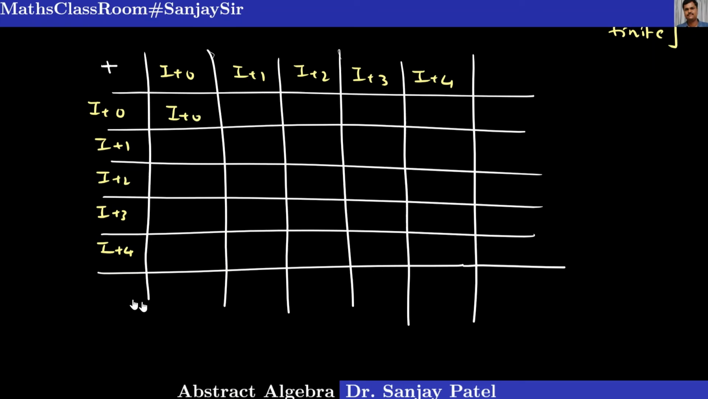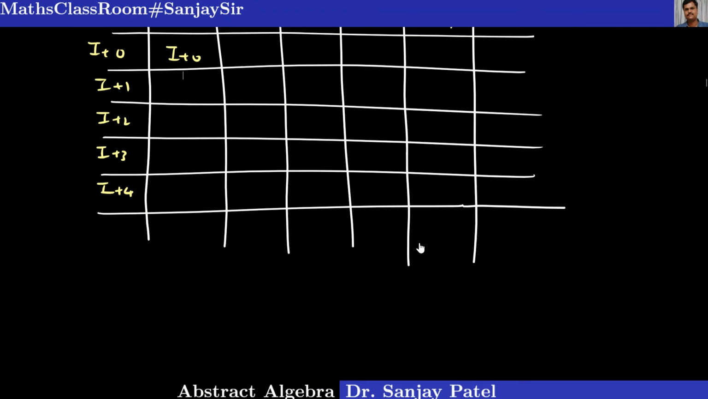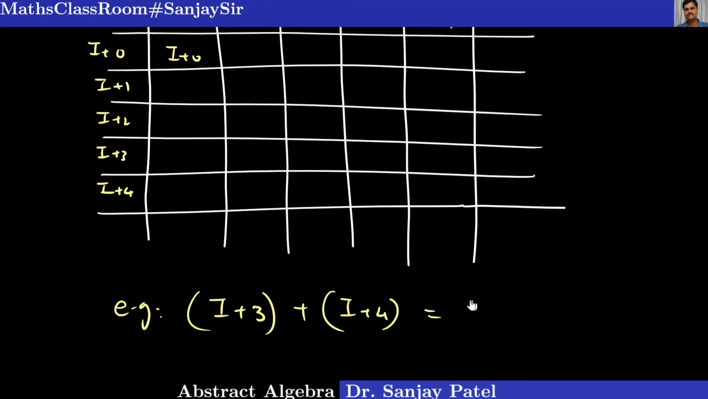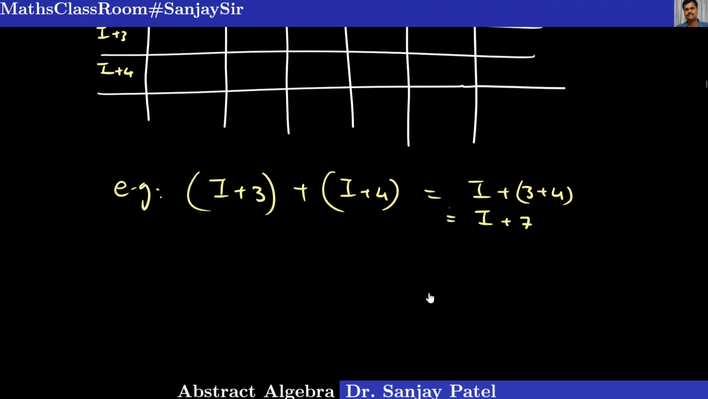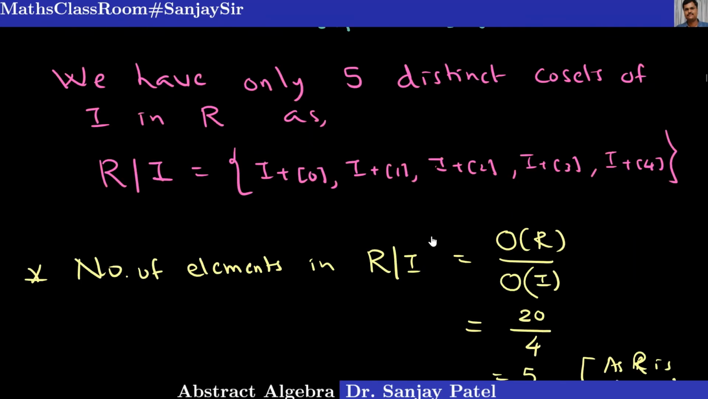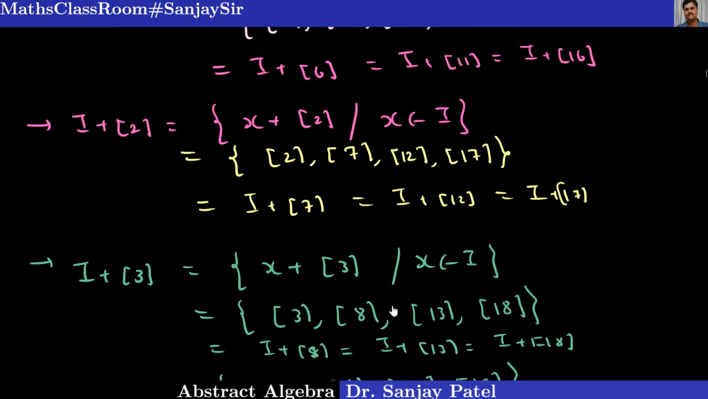Let me explain one particular case. Suppose you have 2 cosets, for example, I plus 3, and you want to add it with I plus 4. What you will get is I plus 3 plus 4, and that is I plus 7. But I plus 7 is the same as I plus 2. That I can show you in a while, because we have listed all these cosets. The I plus 2 is the same as I plus 7.